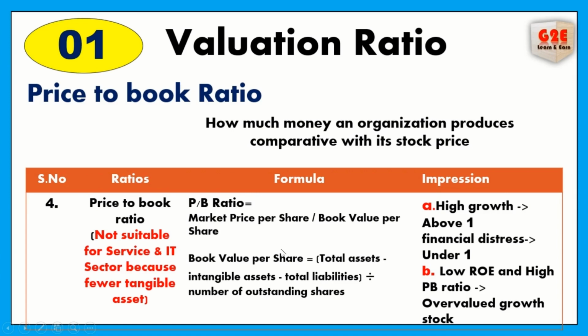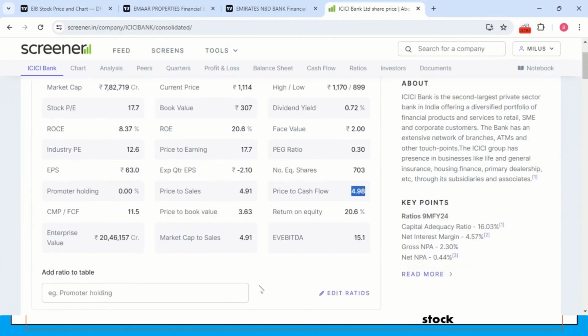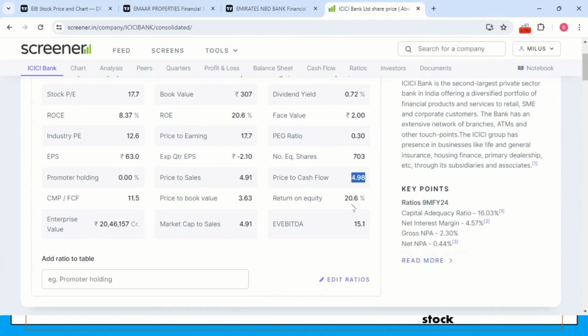So what decision can I take? If it is above 1, that is high growth, financially distressed. If it is under 1, in a sense, low ROE and high price to book ratio, that is an overvalued growth stock. Low return on equity and high price to book ratio, you can take the decision that it is an overvalued stock. Let me compare return on equity as well as book value. You can go from here, return on equity and price to book value. See, it's available over here.